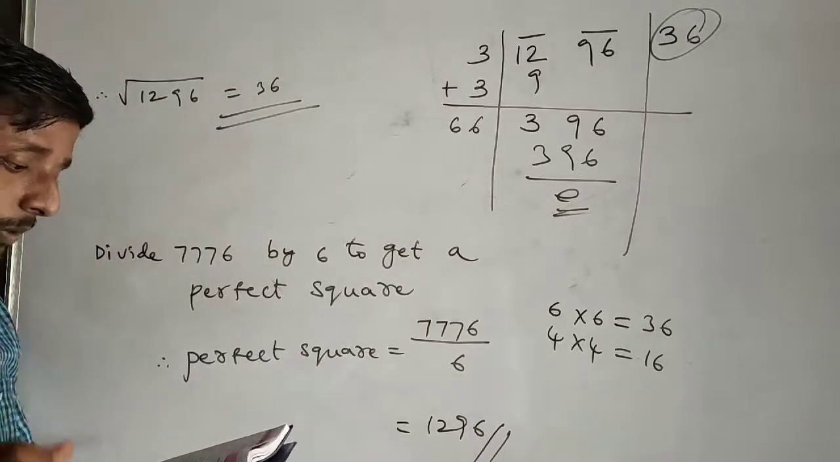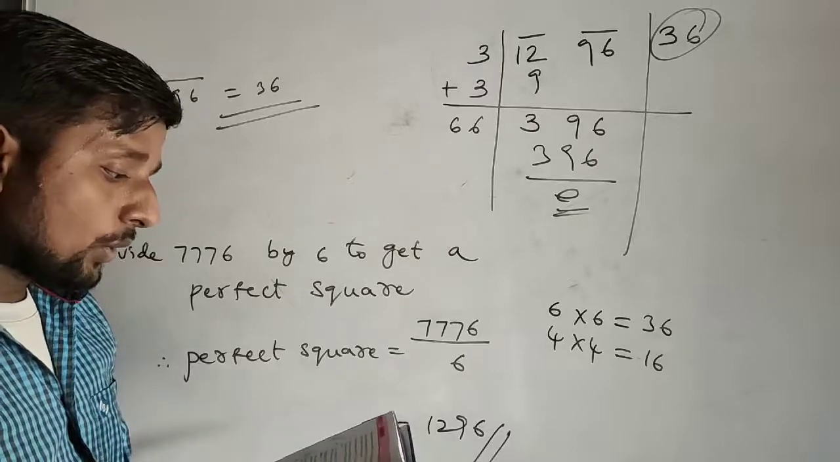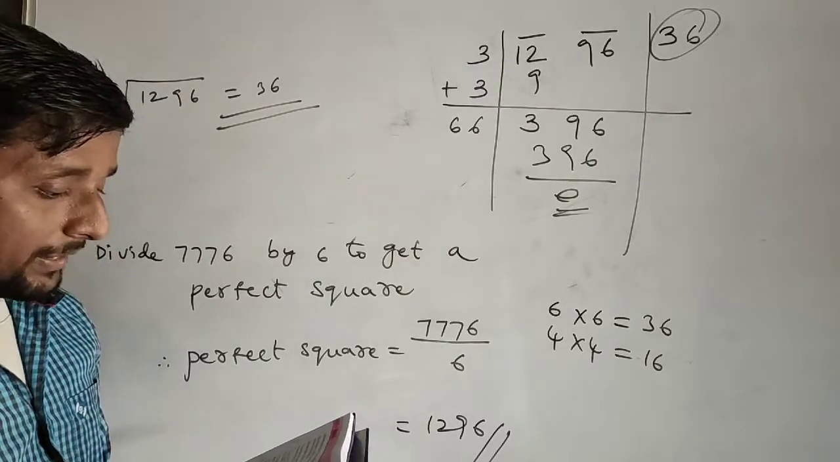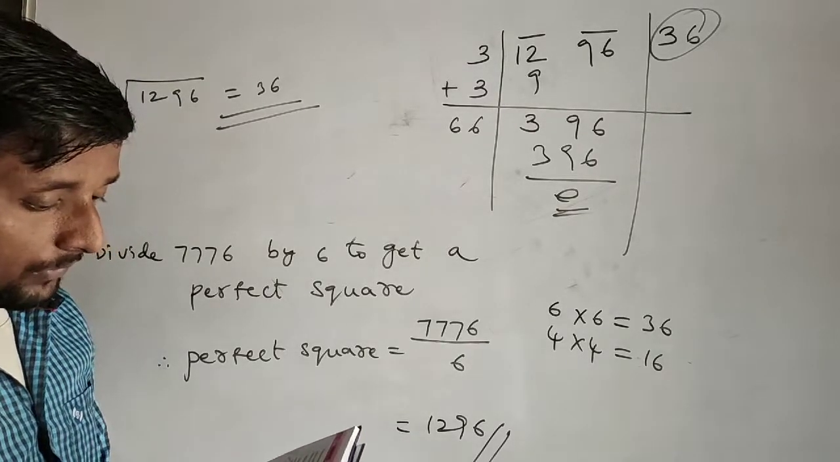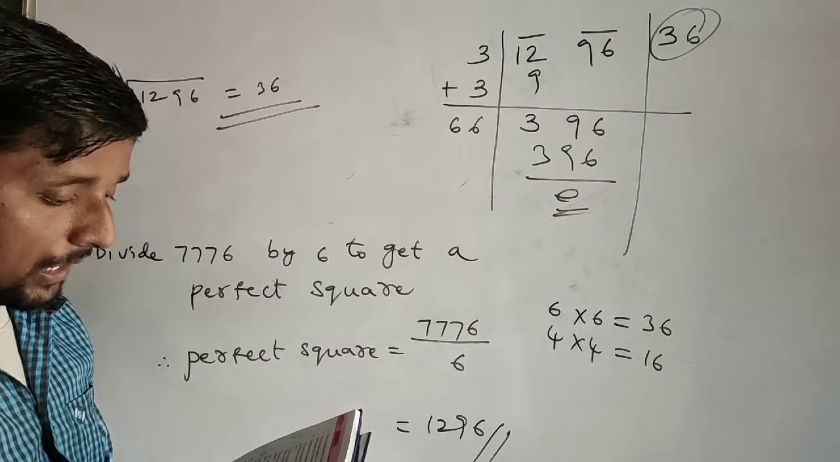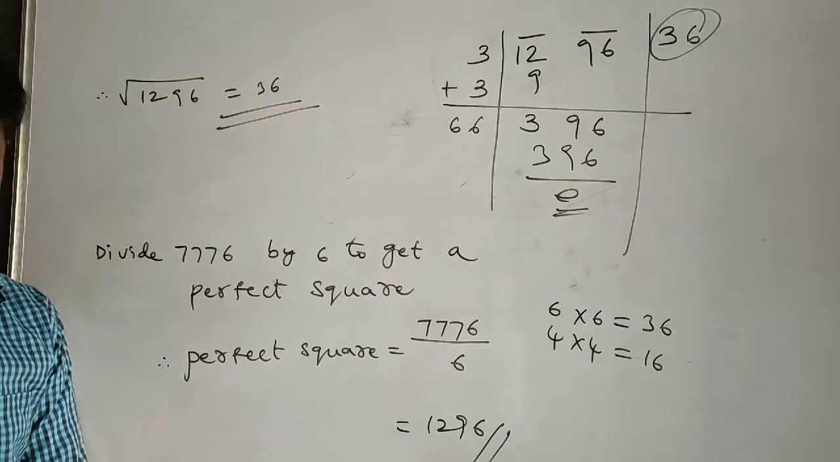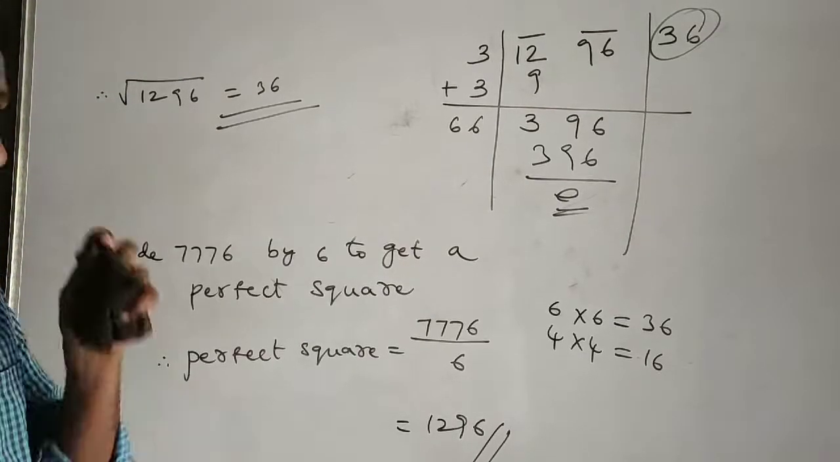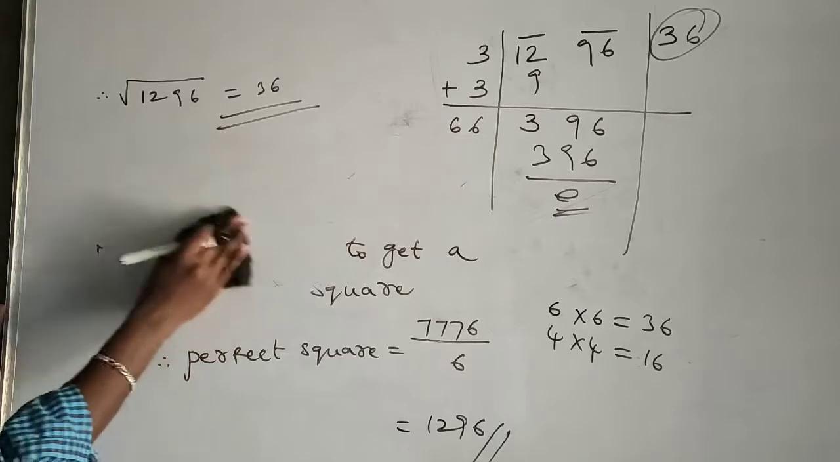Listen to this problem carefully. 1521 trees are planted in the garden in such a way that there are as many trees in each row as there are rows in the garden. Find the number of rows and the number of trees in each row.